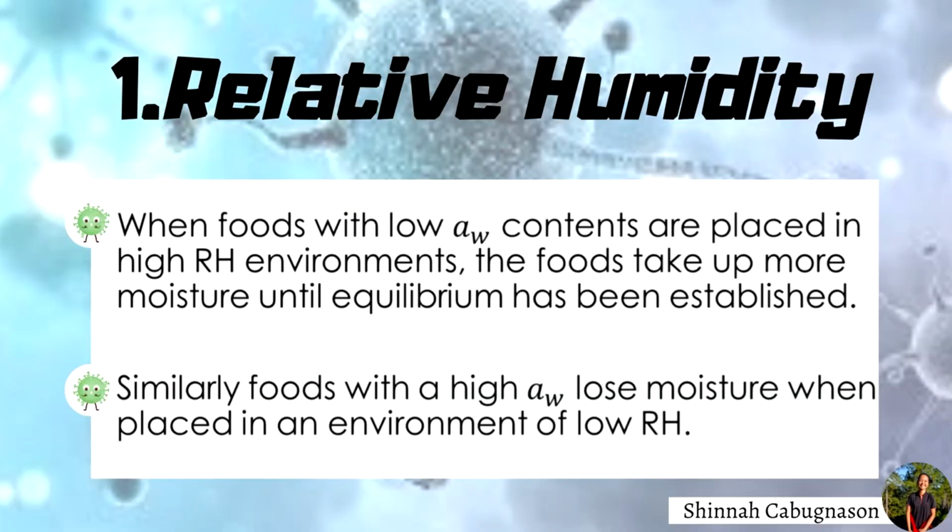So the first extrinsic factor is the relative humidity. Relative humidity is the amount of moisture in the atmosphere or food environment. When foods with low water activity are placed in high relative humidity environments, the food takes up more moisture until equilibrium has been established. It means that their water activity increases and the food gets spoiled easily.